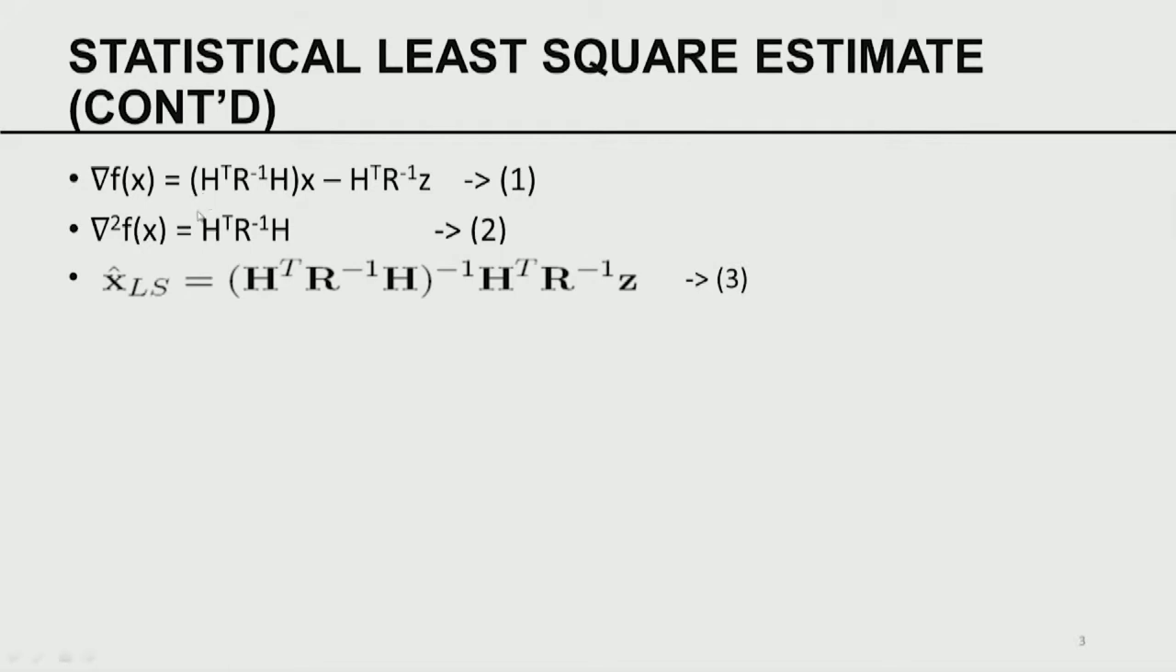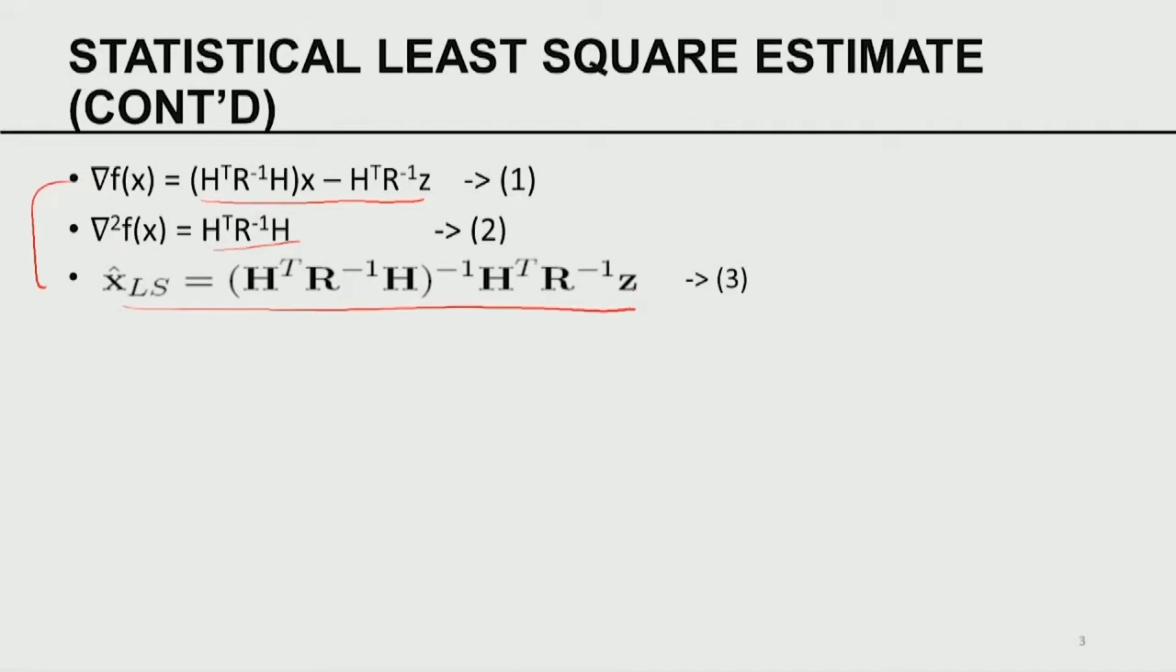We can compute the gradient of that. We should already be masters of this. By now we have seen this term several times over. So this is the expression for the gradient. This is the expression for the Hessian. If I set the gradient to 0 and solve equation 1, I get the least square estimate like this.